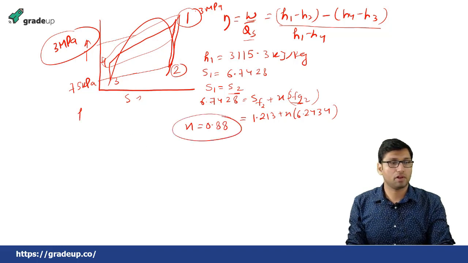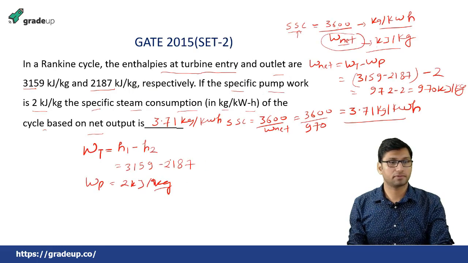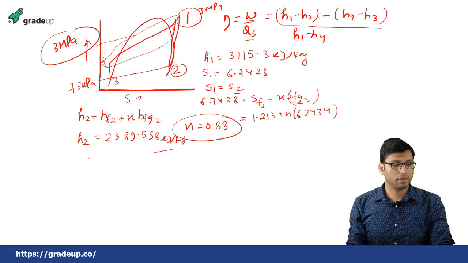Now you can find the value of H2, which is equal to HF2 plus X times HFG2. These values are given to you: HFG is equal to 2278.6 and HF is equal to 384.39. After putting in these values, you will get H2 equal to 2389.558 kilojoule per kg. Now H1 is given and H2 you have found. What you have to find now is the value of H4 and H3.